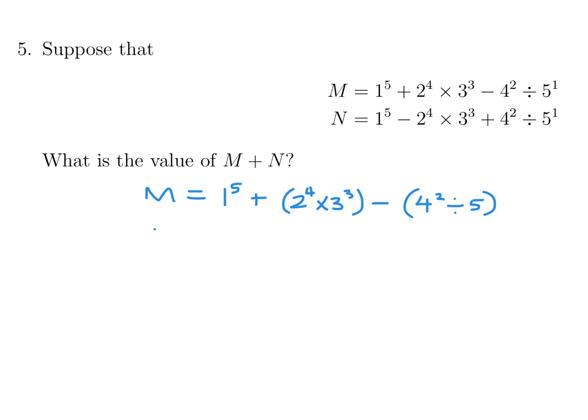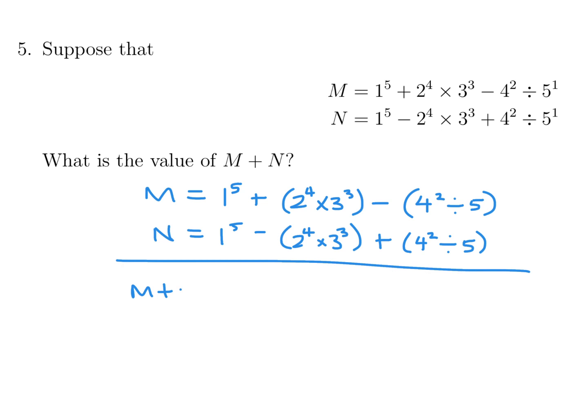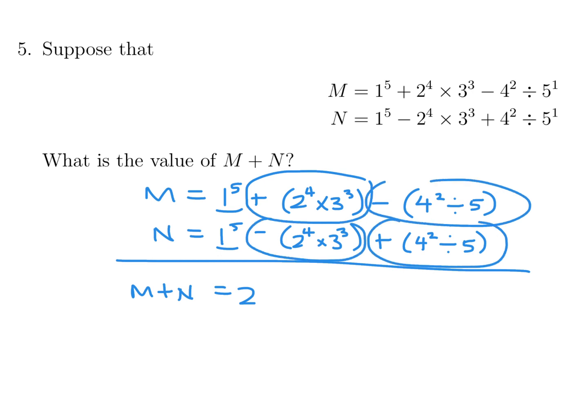And then the n is very similar. 1 to the power of 5 minus this 2 to the power of 4. The same thing, right? Yeah, okay. And then plus 4 squared, same thing again. Okay, so if you're adding these guys, m plus n, this is 1, so that's going to be 2. This whole thing will cancel with that, and this would cancel with that. So the answer is just 2.